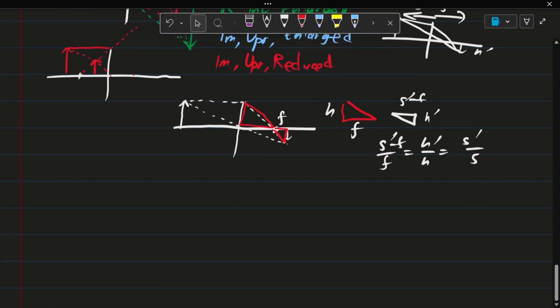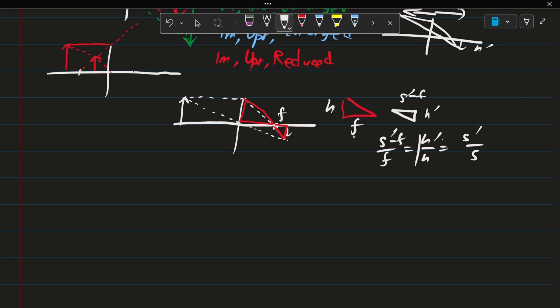So it's pretty much the same magnitude here. That means it's s prime over s. So if you use the same logic as before, you could multiply both sides. It's s prime minus sf equals to s prime f. And this turns out to be the same thing. 1 over s plus 1 over s prime equals to 1 over f.